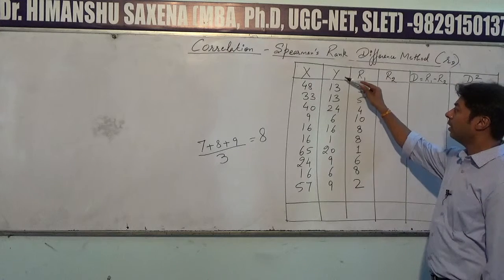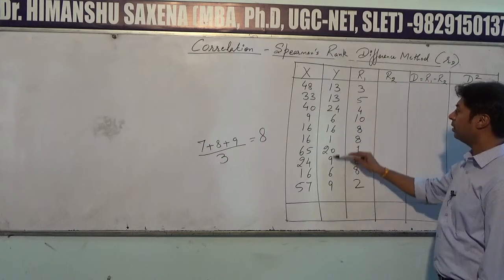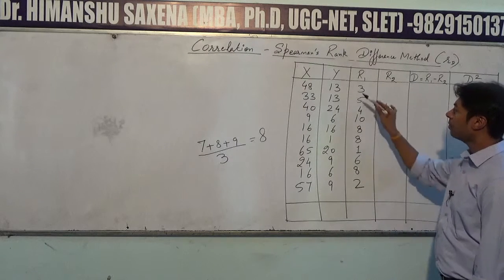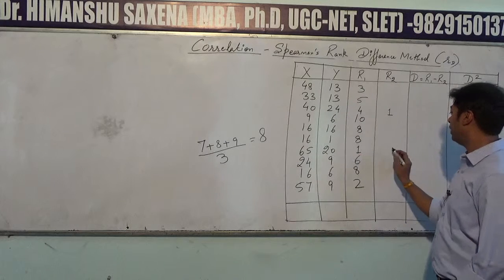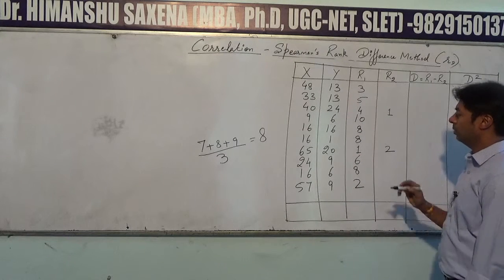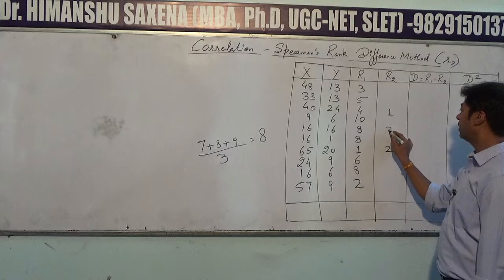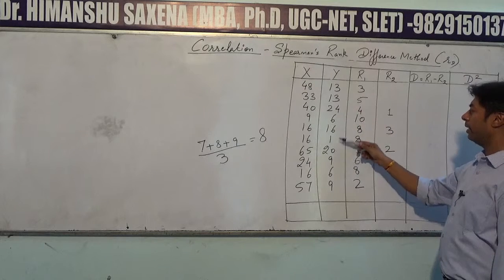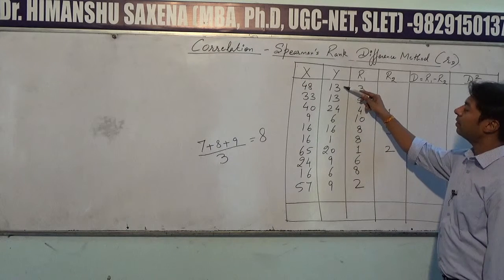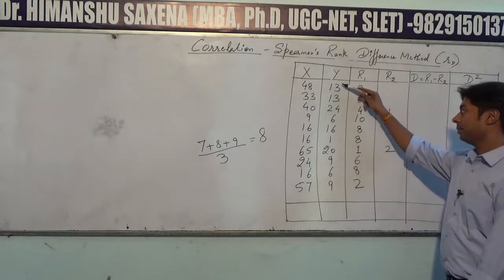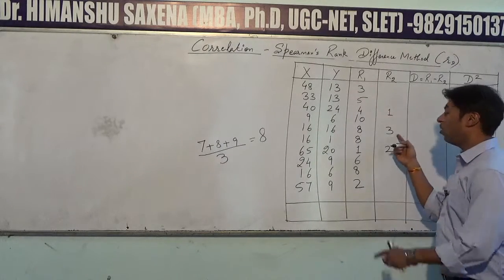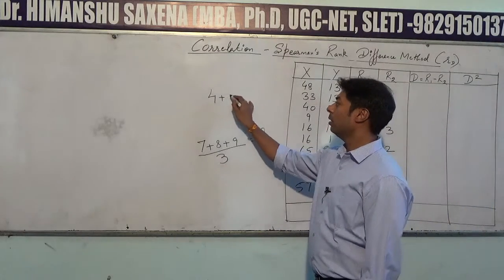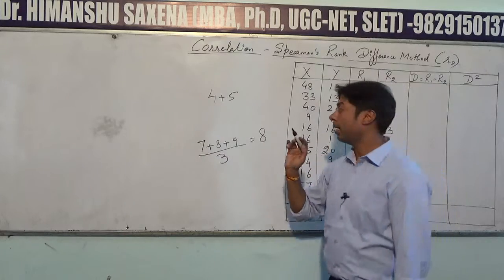Now looking at this series, the highest number is 24. It will be given rank 1. The next highest is 20. It will be given rank 2. The third highest is 16. It will be given rank 3. Now after 24, 20 and 16, the next highest is 13, but there is a tie between these 2 numbers. Now rank 3 is gone. So both these 13s are fighting for rank 4 and rank 5.